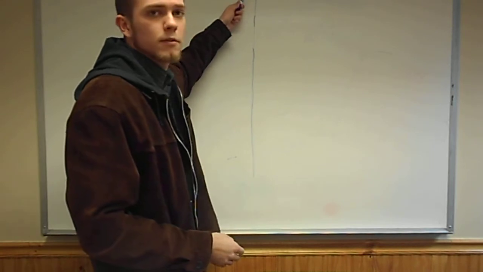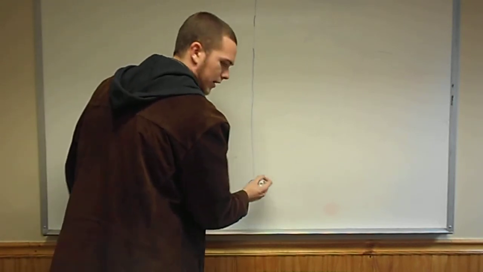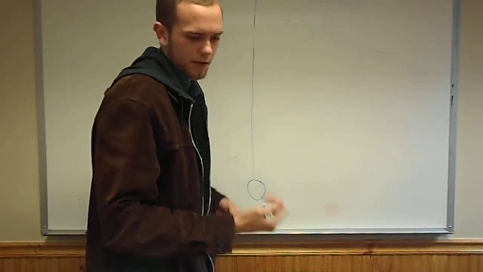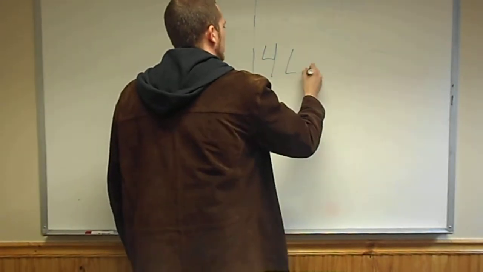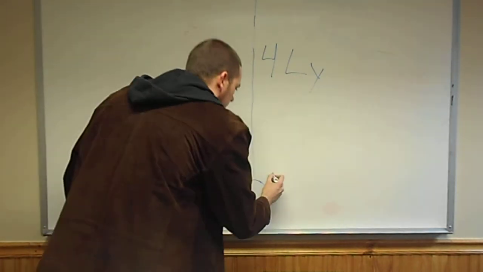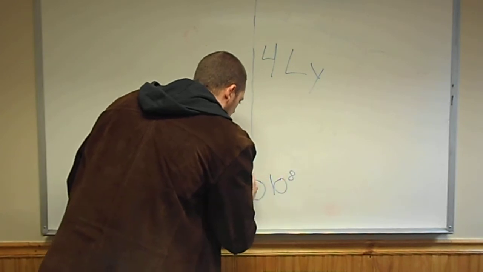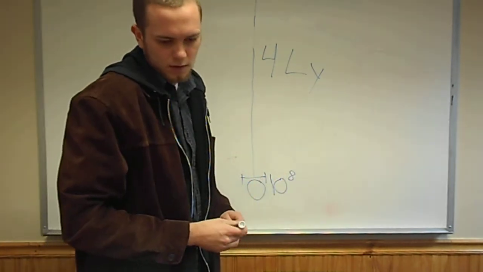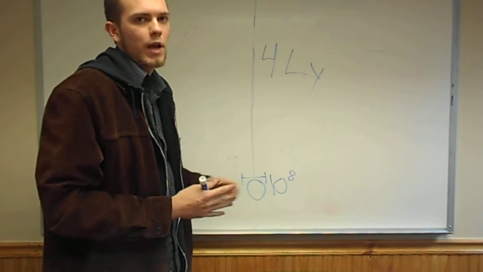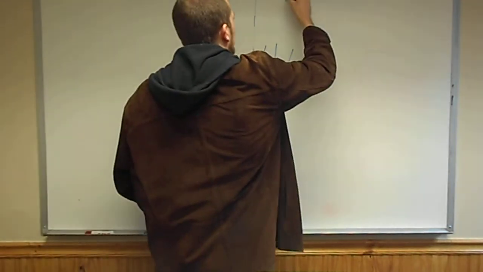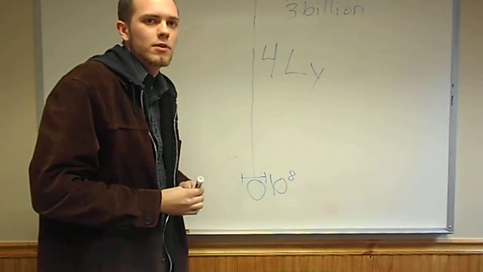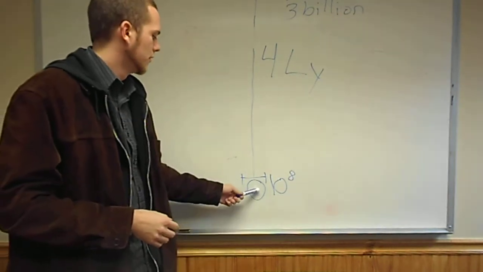So here we have the Earth, and over here we have Alpha Centauri. It's the closest star to Earth. Now, it's about 4 light years away. And the star is about 10 to the 8th meters across. So that gives us about, if we start out at the Earth and choose a random direction, we'll have about 1 chance in 3 billion that our spaceship will randomly arrive at Alpha Centauri.